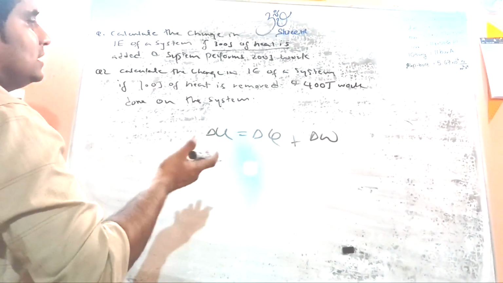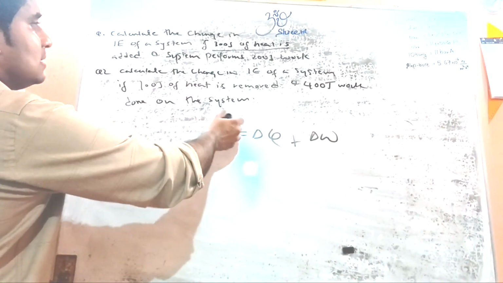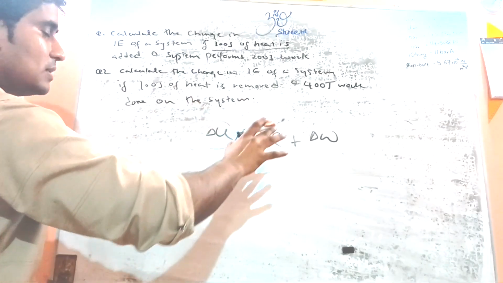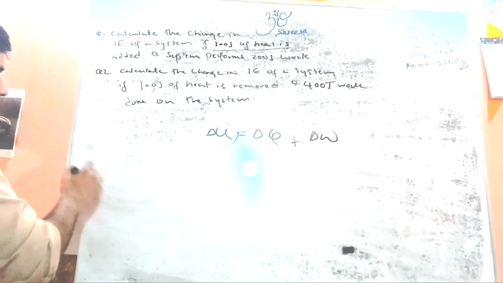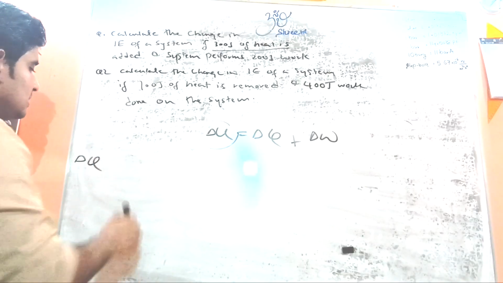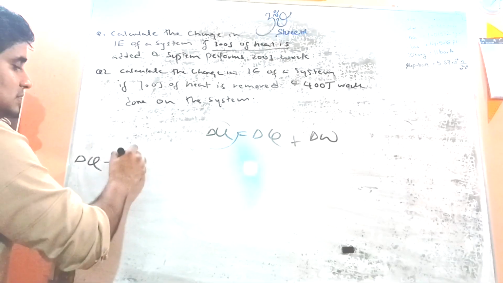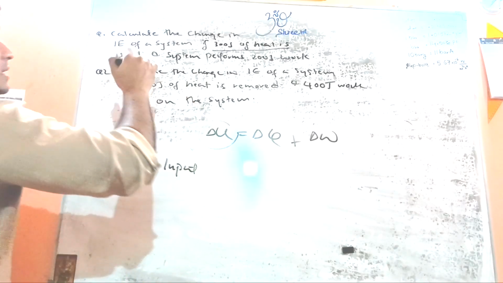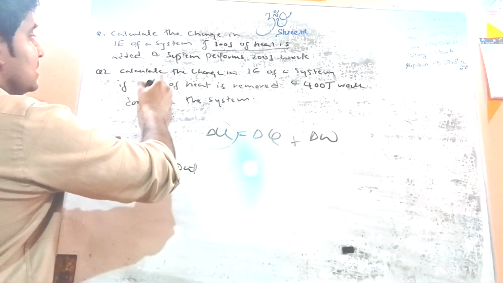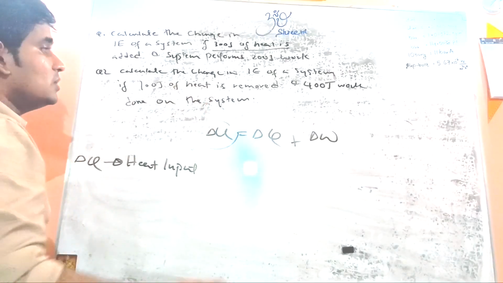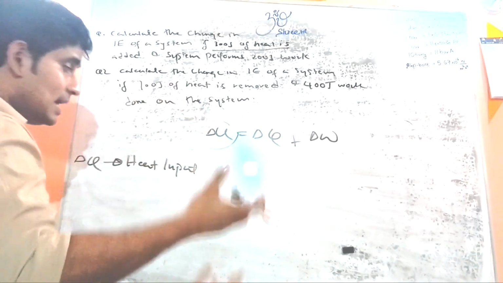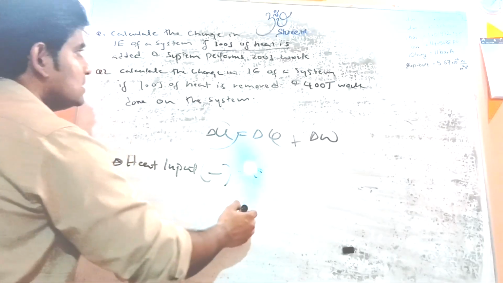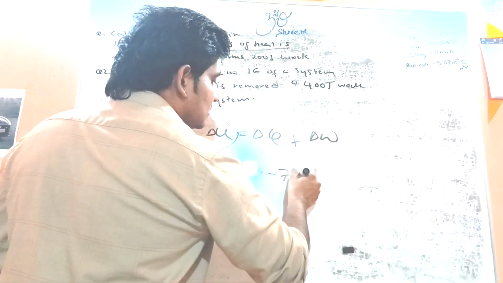Now let's carefully read the problem. Calculate the change in internal energy of a system. We have to determine this. If 700 joules of heat is removed, what is delta Q? According to our format, delta Q is the heat input. In this problem it mentions 700 joules of heat is removed. So heat is not added, heat is removed, so it is negative. So it will be minus 700. Simple, right?